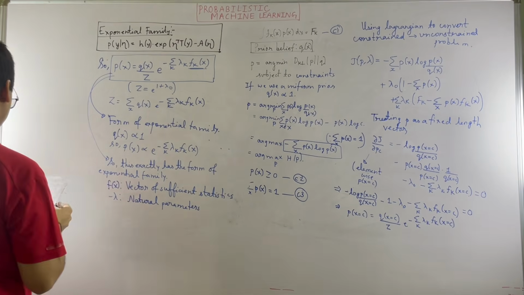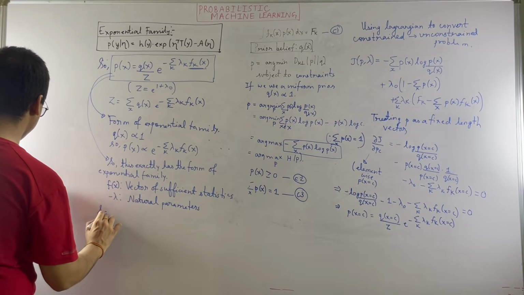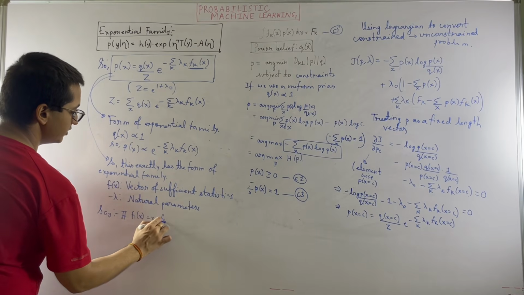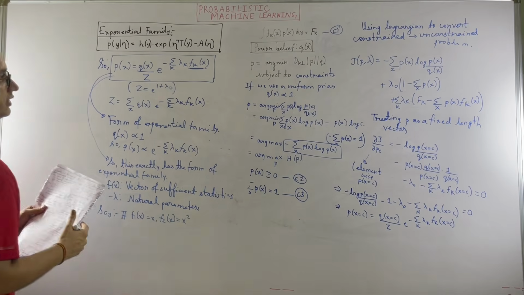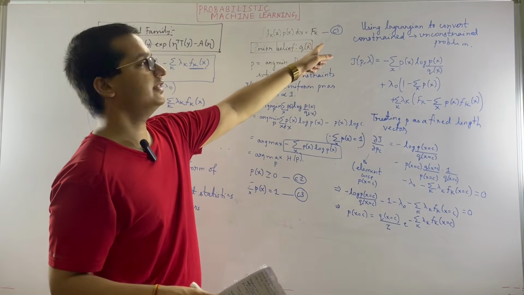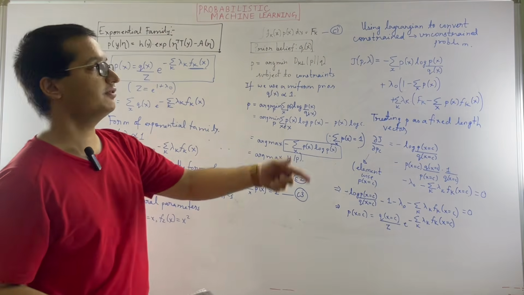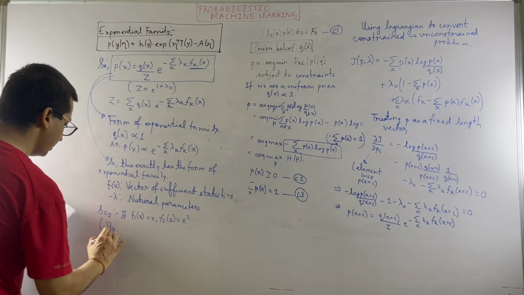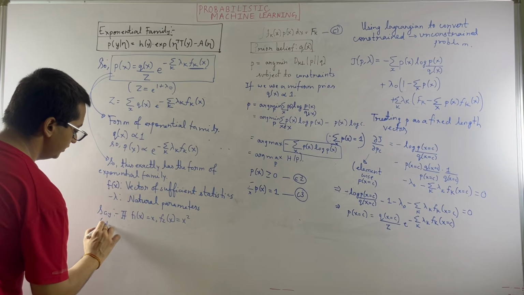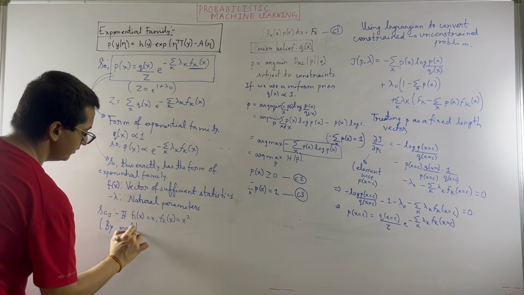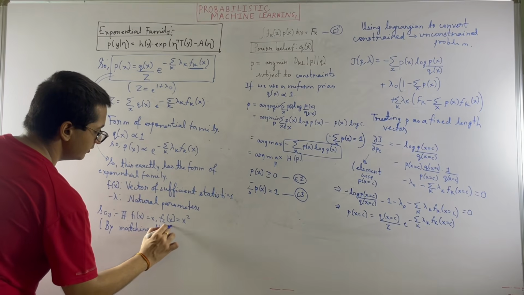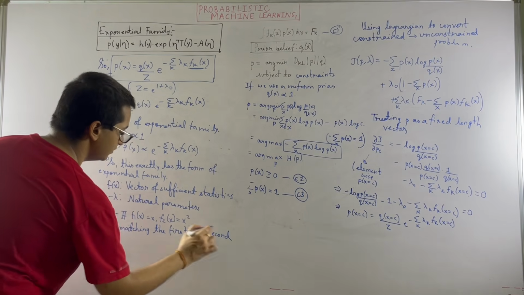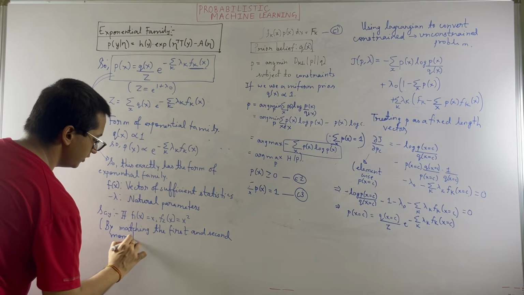All right. And say as an example, if f1 x was x and f2 x was x square, that is, these were my functions, and if I try to get some expected values out of that, and then if I solve this, then by matching the first and the second moments we get a Gaussian distribution.